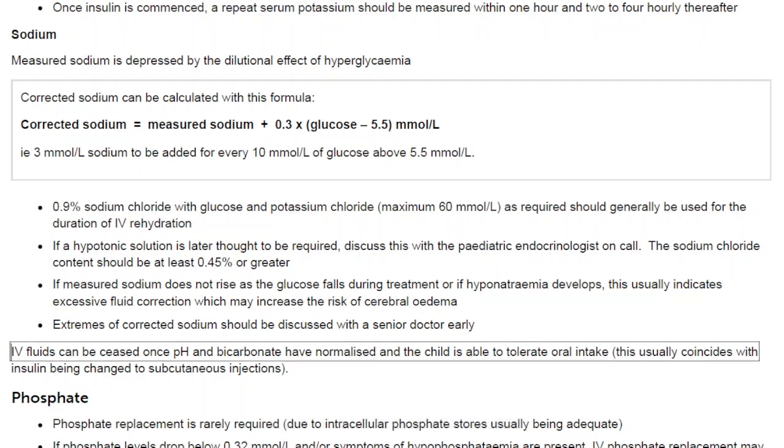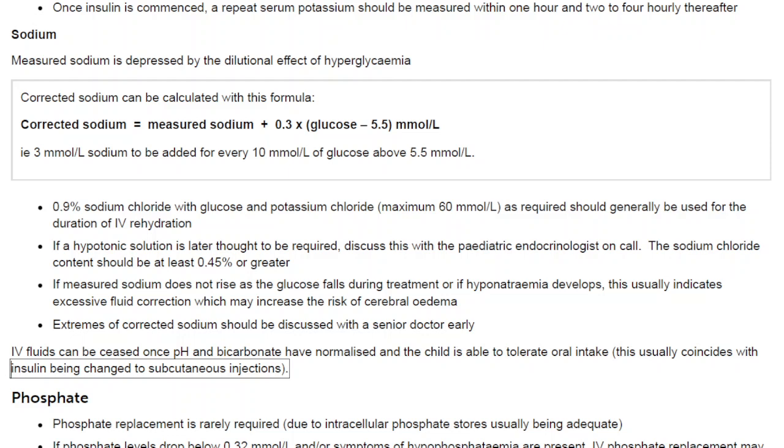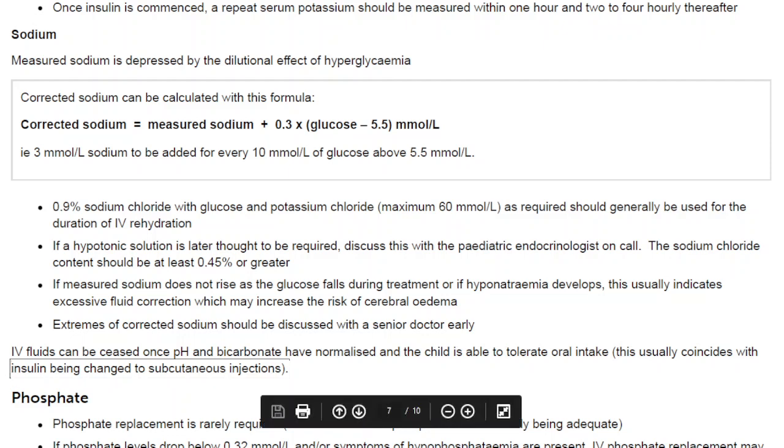IV fluids can be ceased once pH and bicarbonate have normalized and the child is able to tolerate oral intake. This usually coincides with insulin being changed to subcutaneous injections.